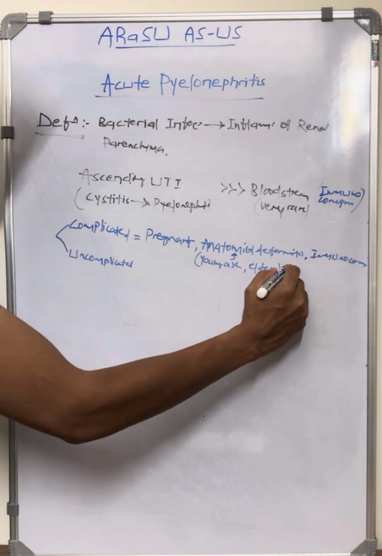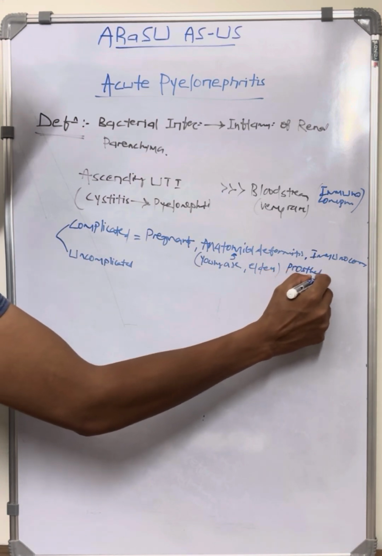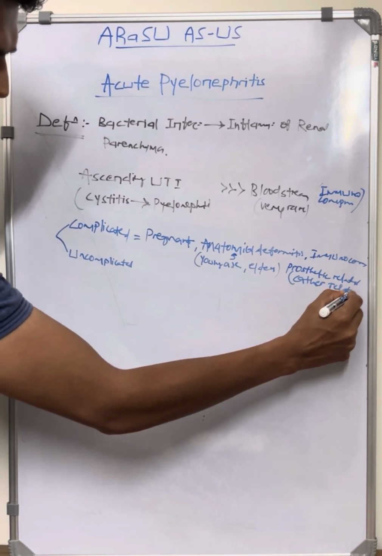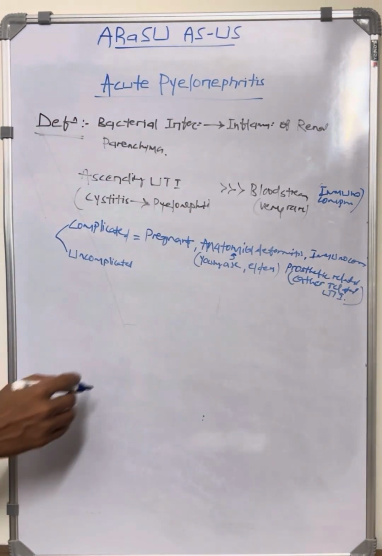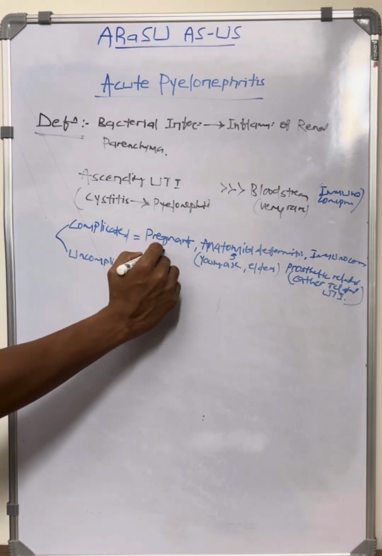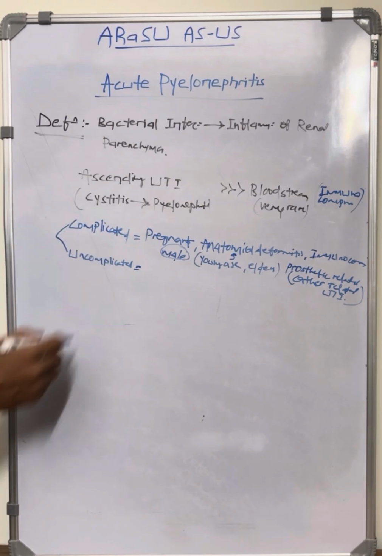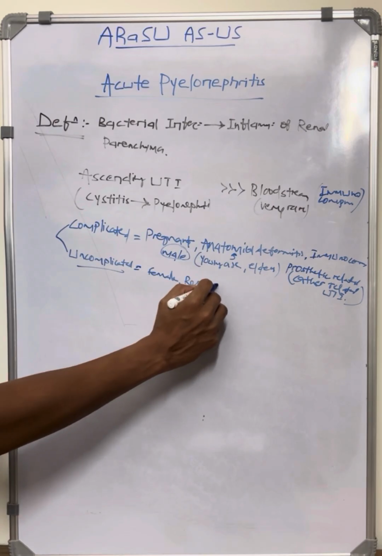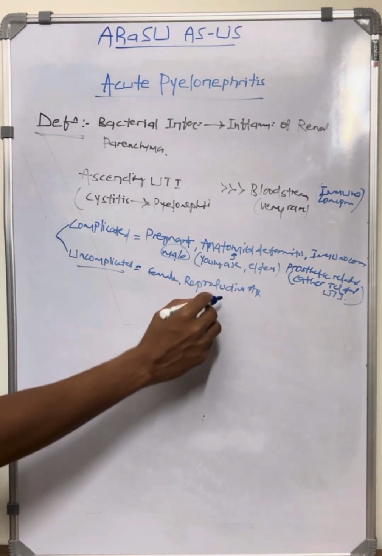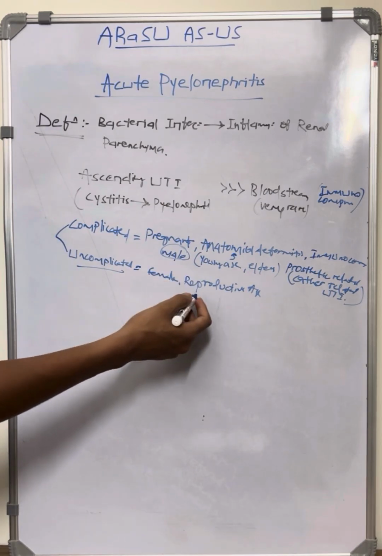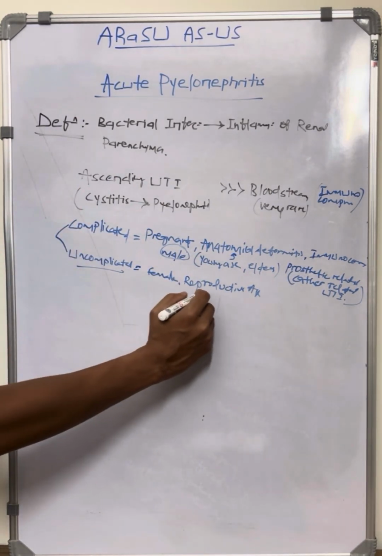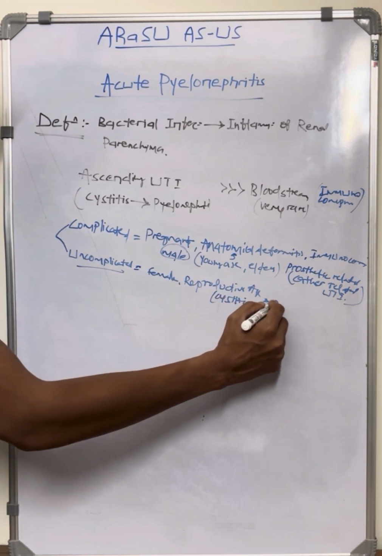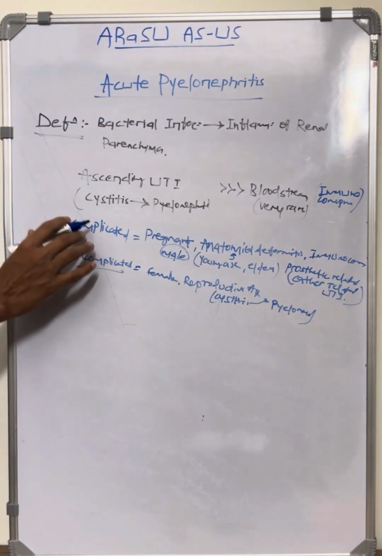And one more situation is prosthetics-related, especially catheter-related UTIs. We can consider them as complicated. All other things are uncomplicated. And one more thing is male UTIs are also considered as complicated. So in uncomplicated cases, usually it is a female of reproductive age group, who is sexually active, at risk of developing urinary tract infection. Usually it will start as cystitis and ascend up to pyelonephritis. So this is very important.